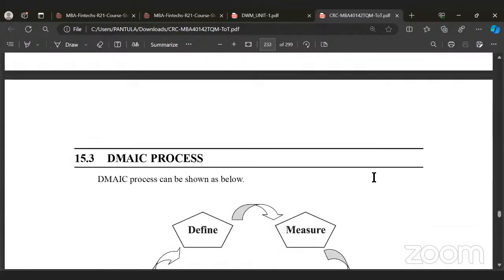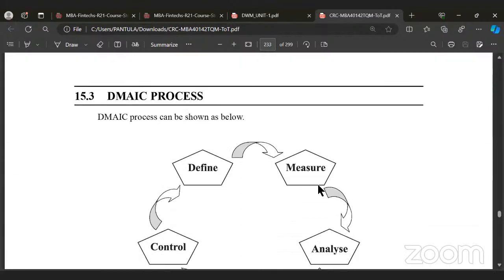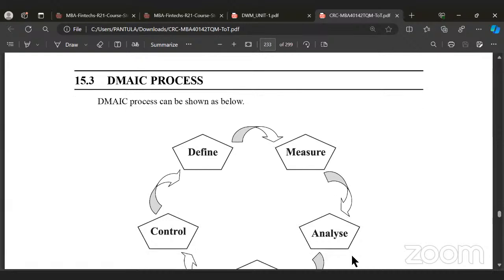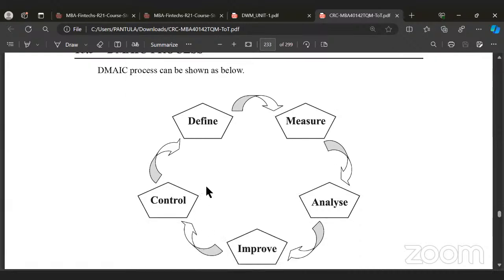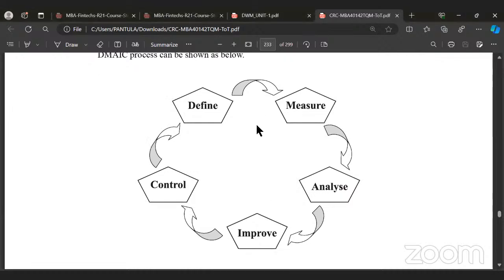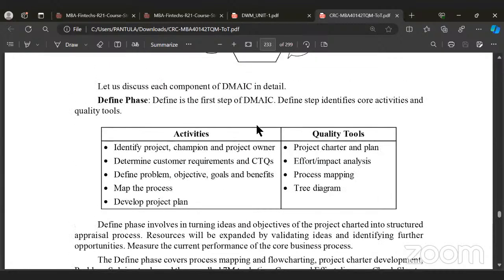So DMAIC: D for define, M for measure, A for analyze, I for improve, and C for control. Define, measure, analyze, improve, control. Here there are phases, and the define phase is the first phase. In the define phase, what are the things we need to define?